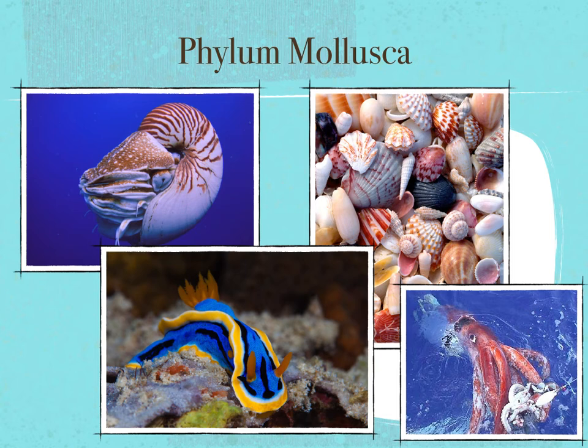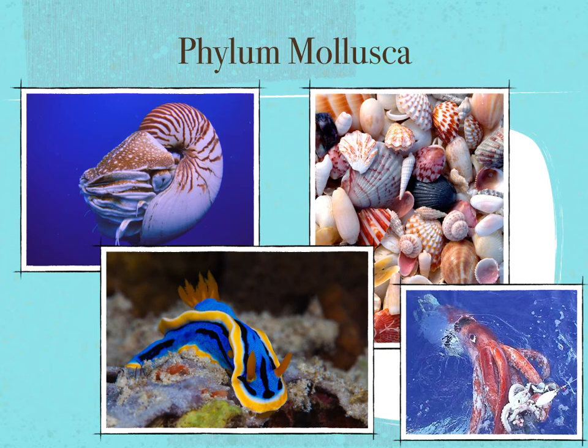Okay, so let's look at the picture in front of you. It's a gorgeous picture of different types of organisms within the phylum Mollusca. At the top left, you see a nautilus, which is a really interesting shelled creature. He's a cephalopod, which we consider a head-footed organism. In the top right, we just have a variety of different shells. Some of them are univalves, others of them are bivalves.